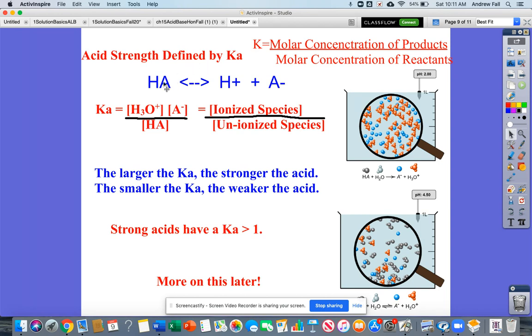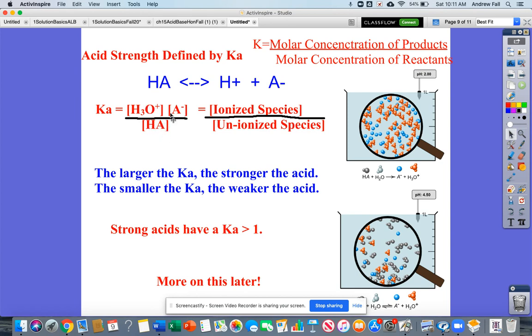Now for an acid, since this is the generic formula for an acid, H and then the anion that goes along with it, the products are H plus and your conjugate base. So these brackets represent molarity, just as a reminder. The product of these concentrations over the concentration of the unionized form will say how strong it is. So the bigger the Ka, the stronger the acid is, because the greater percentage of the time you have these ionized pieces relative to the unionized form.